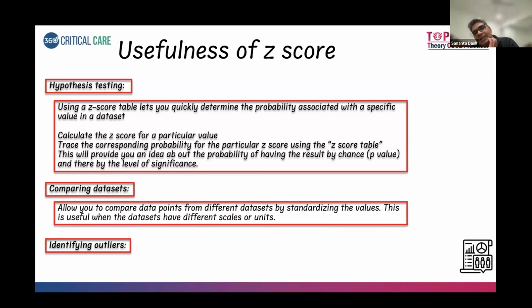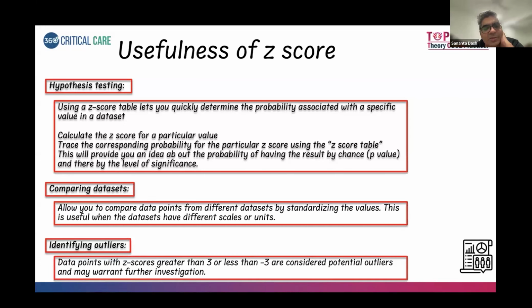It helps to compare data sets which are different from each other. As I talked about, they can have different scales or units, but Z is not unit based. It is just a number. So you can compare two different data sets with two different units. It can also identify outliers. If the Z-score is more than 3 or less than -3, that means they lie beyond 3 standard deviations, which is less than 1% of the population.